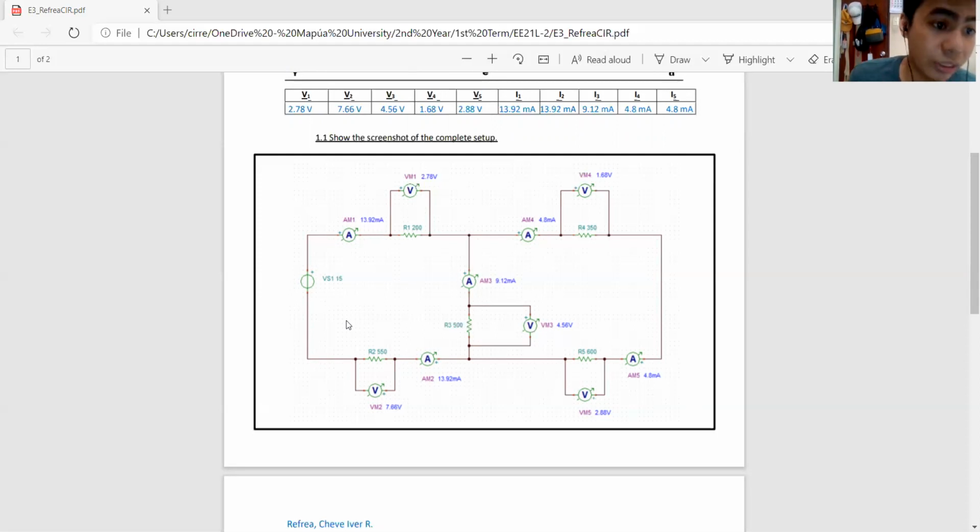It is also worth noting that the parameters include the first resistor is 200 ohms, the second one is 550 ohms, the third one is 500 ohms, the fourth one is 350 ohms, and the fifth resistor is 600 ohms. So inputting all of that, the value for the switch is 15. So as you can see, these are all the values as stated in the table.